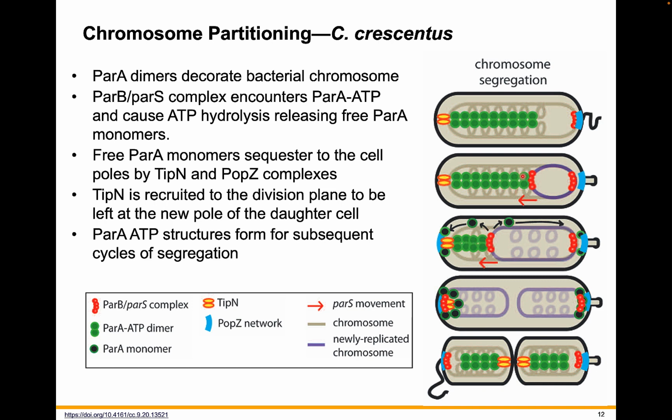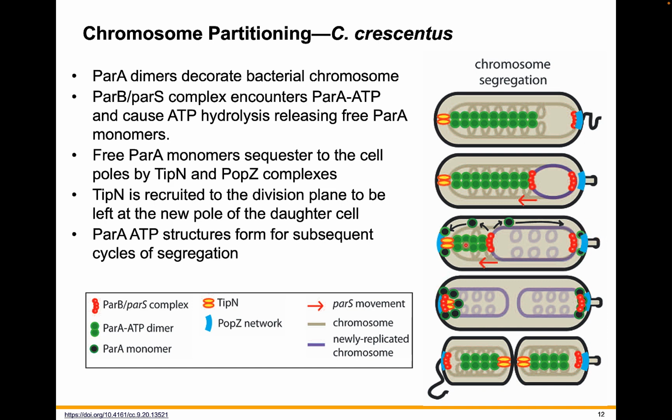You can think about this as the depolymerization of the microtubules as some of these motor proteins pull the chromosome towards the pole. It is not exactly the same, but to some extent it is the same thing. So the free ParA monomers, which are these black circles with black dots with the green circle, are sequestered or moved to the poles by these TipN and the PopZ complexes. This right here is the TipN, and right here is a PopZ complex. The new PopZ complex formed here. The older PopZ complex is right here.